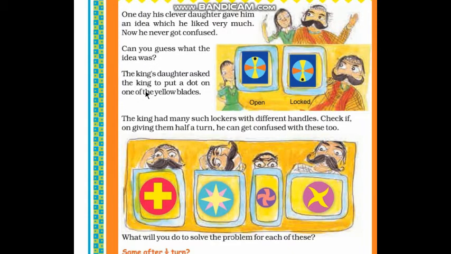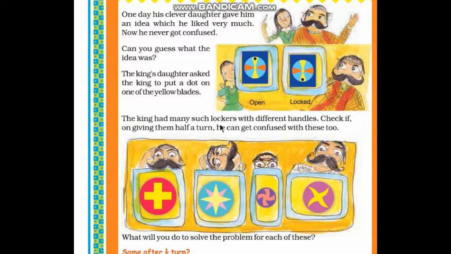The king's daughter asked the king to put a dot on one of the yellow blades. So when it is locked, this dot will come down here, and when it is open, the dot will be upside, meaning on the top. So the king's daughter put a dot on one of the yellow blades on the lock. This helps in knowing the position of the lock by the position of the dot.